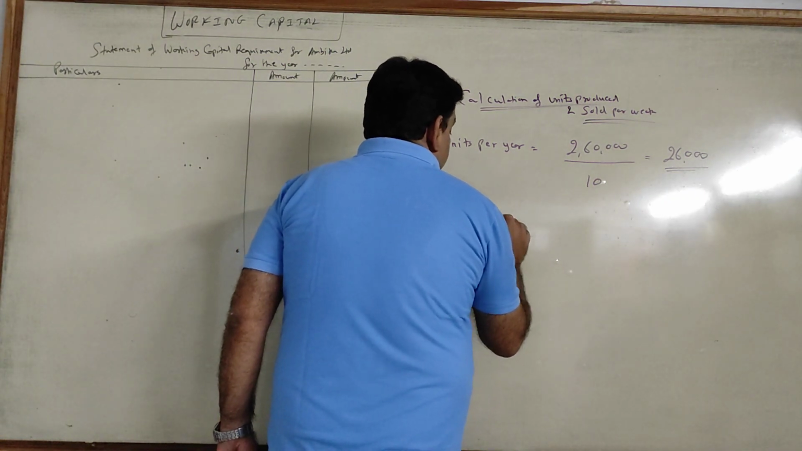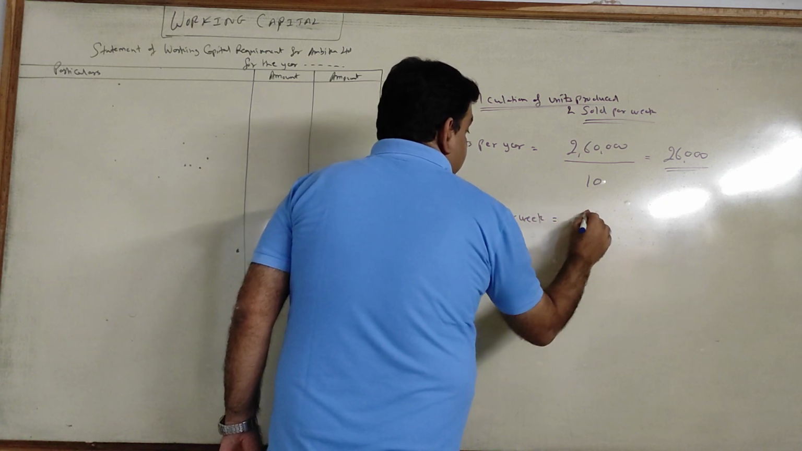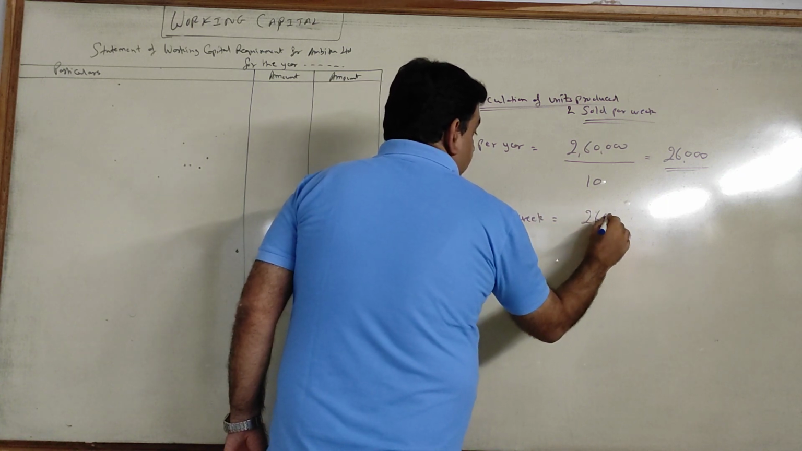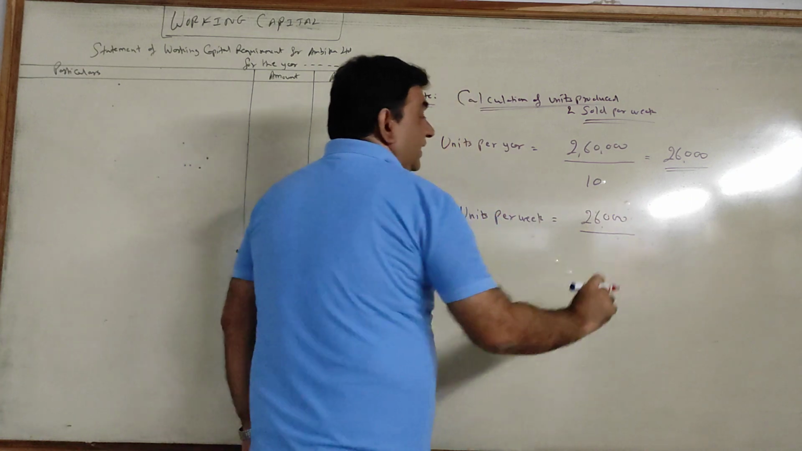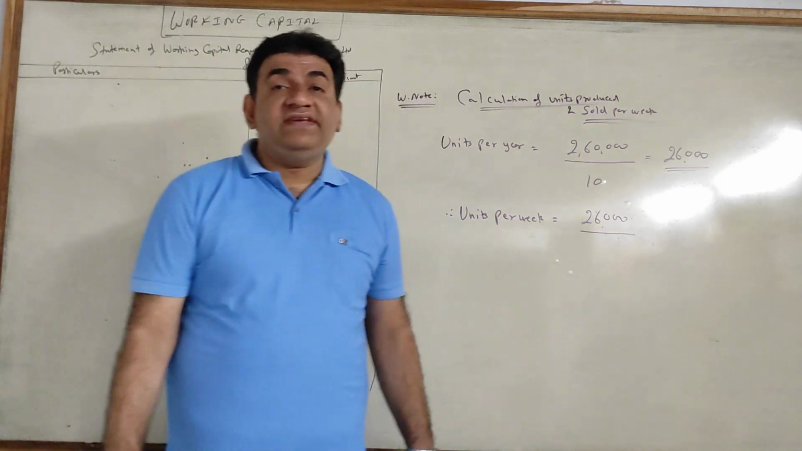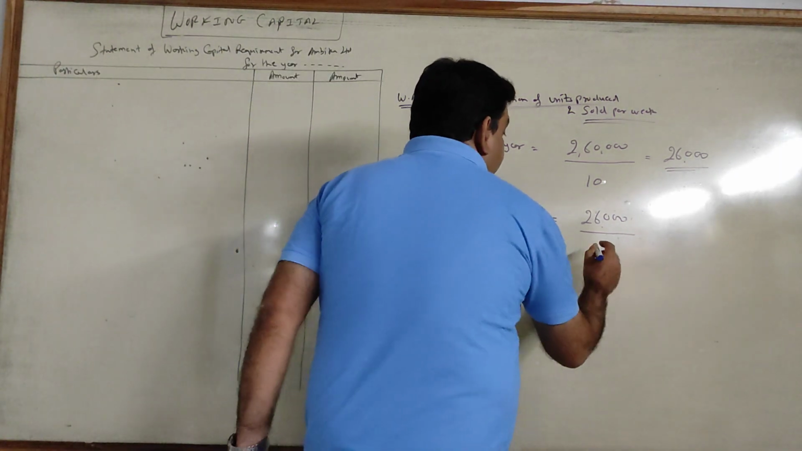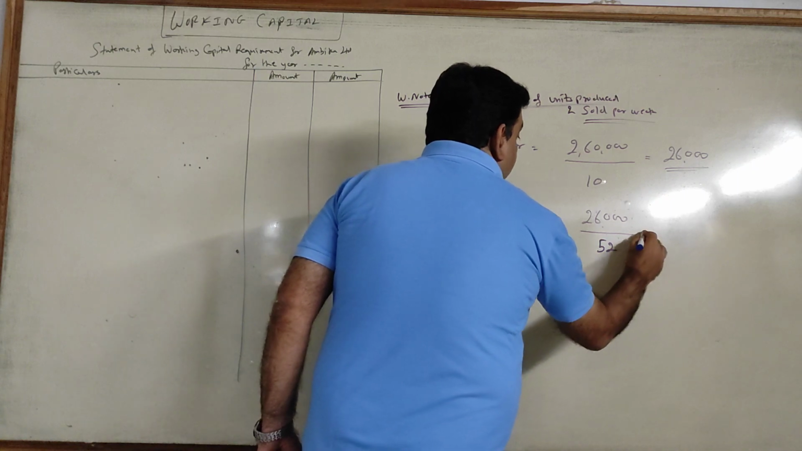Therefore, units per week is equal to 26,000. Now, in a year there are how many weeks? 52 weeks. So what I will do? I will divide this by 52.